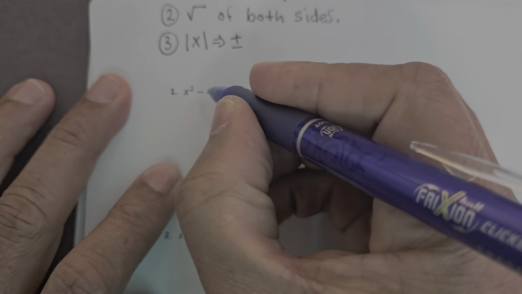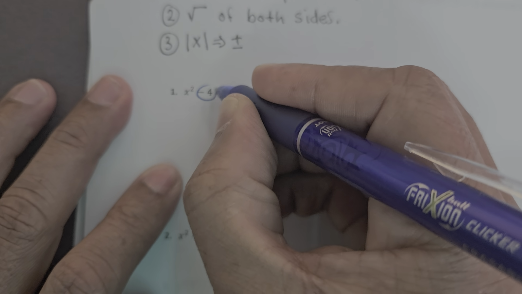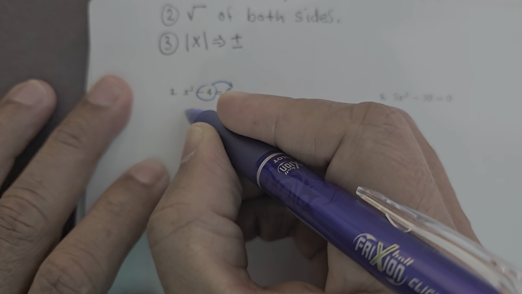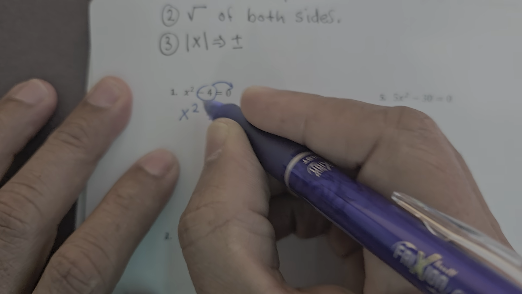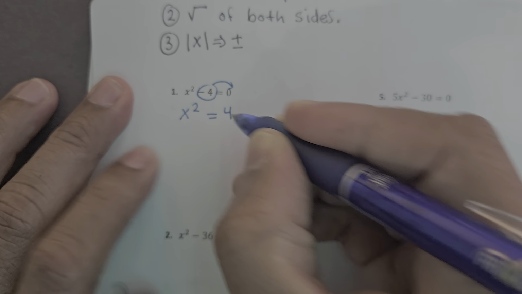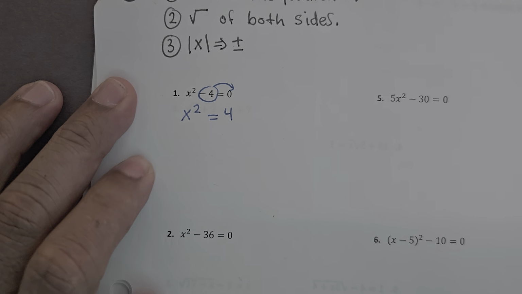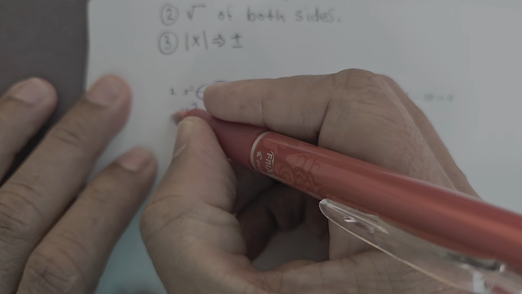So the first example, I'm going to move this -4 to the other side. So then that gives me the x squared by itself on this side, so it's isolated. But this 4 now becomes +4. From there, this is step 2. I'm going to take the square root.